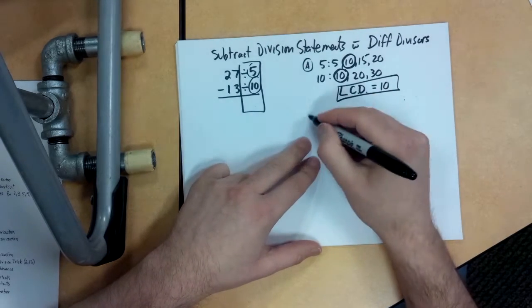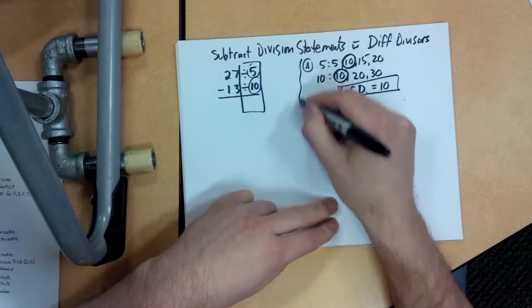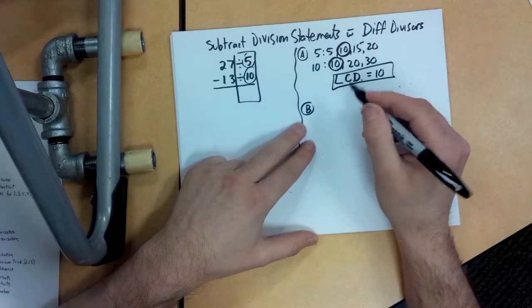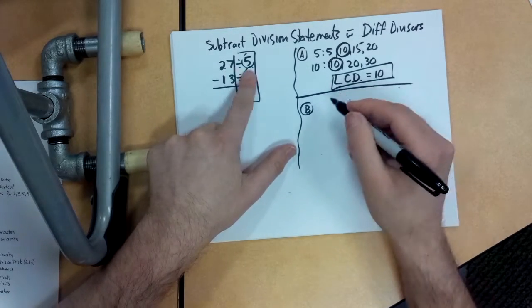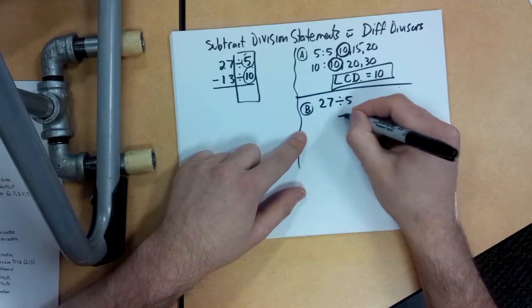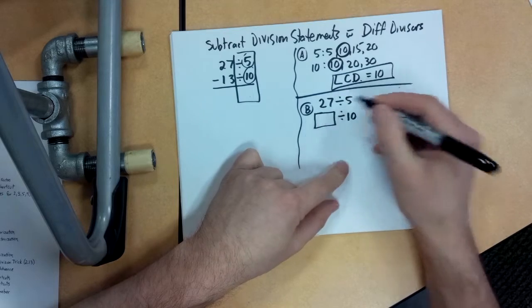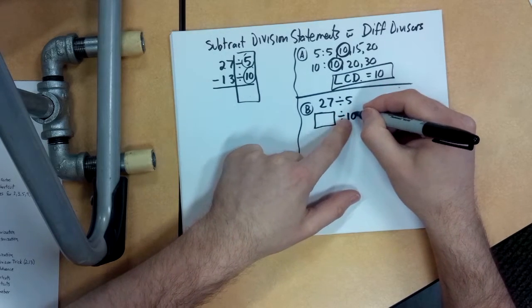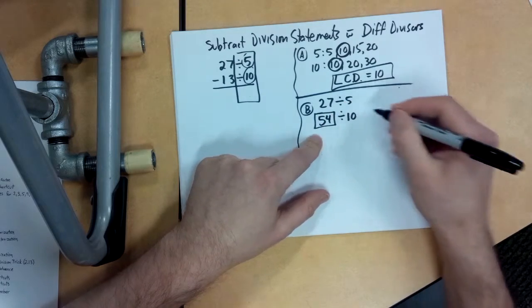Okay, so the next thing is, this is our thought cloud here. The next thing for us to do is to say, now we have to rephrase these division statements. Here, 27 divided by 5, we know must be rephrased to be something out of 10. Now here, I'm doubling 5 to get 10, so I'm going to have to double 27 to get 54.